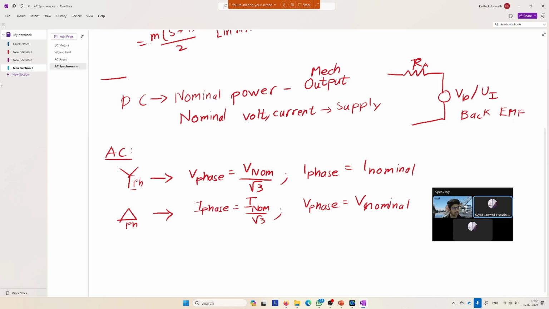So that is not affected by delta or star. What is affected is the actual voltage that the motor gets, or that each phase of the motor is getting. So if you do this process, you will be fine.